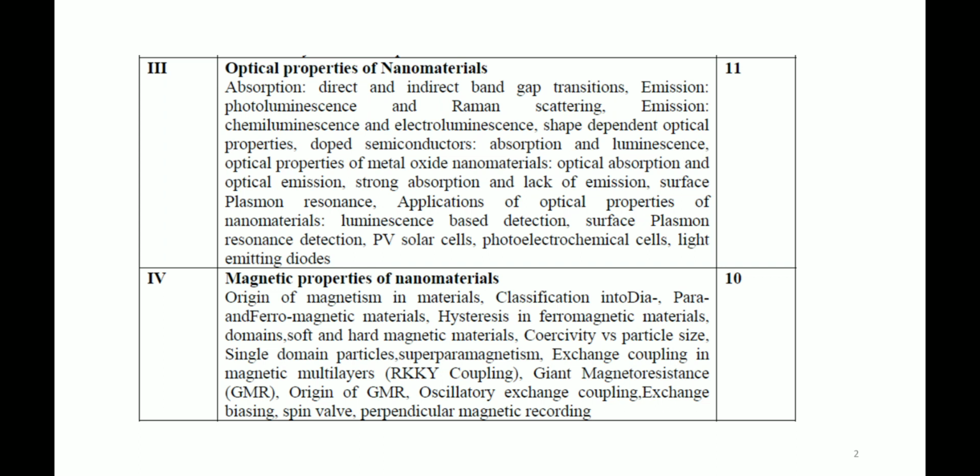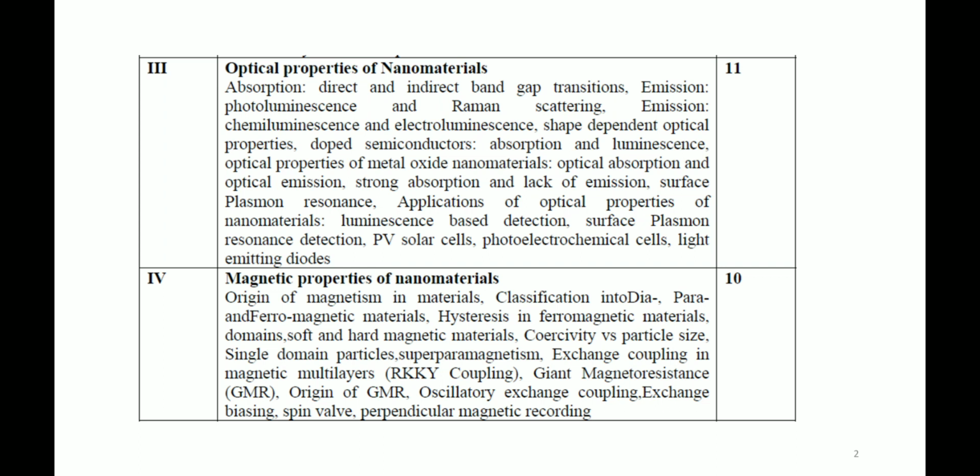Then shape dependent optical properties. If we have a spherical nanoparticle, a cubic nanoparticle, or nanorods, whether their optical properties remain the same or change. Then doped semiconductors, absorption and luminescence, and optical properties of metal oxide nanomaterials.